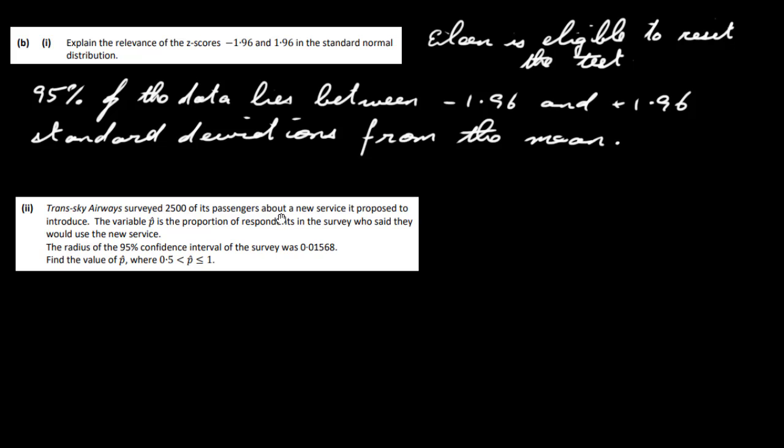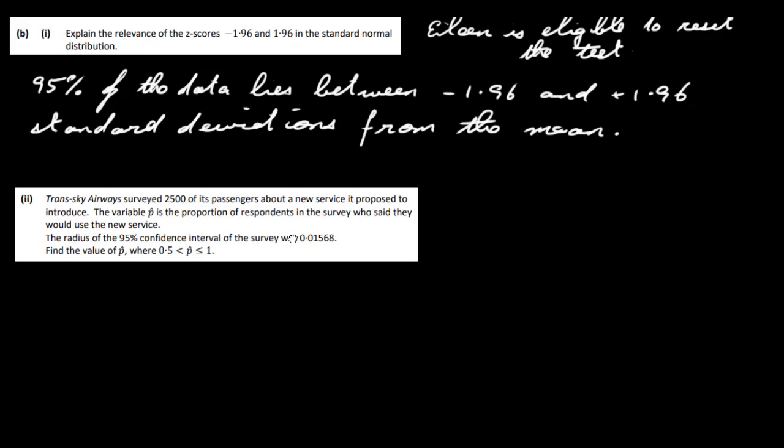Okay, so let's have a look at part 2. TransSky Airways surveyed 2,500 of its passengers about a new service it proposed to introduce. The variable p hat is the proportion of respondents in the survey who said they would use the new device. The radius of the 95% confidence interval of the survey was 0.01568. Find the value of p hat, where p hat lies somewhere between 0.5 and 1.